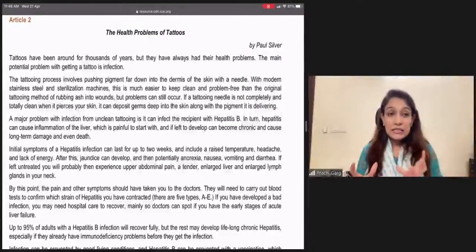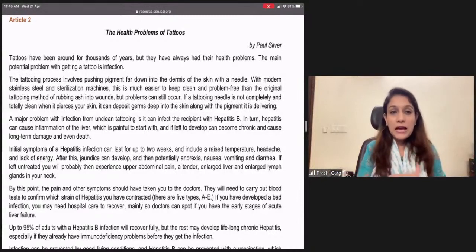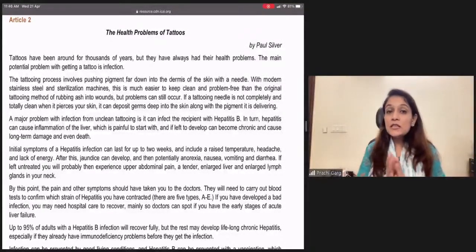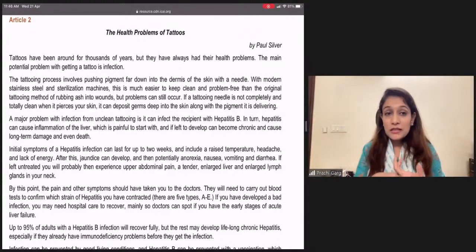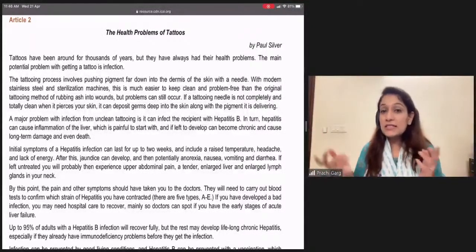With modern stainless steel and sterilization machines, this is much easier to keep clean and problem free than the original tattooing method of rubbing ash into the wounds, but problems can still occur. If a tattooing needle is not completely and totally clean, when it pierces your skin, it can deposit germs deep into the skin along with the pigment it is delivering.